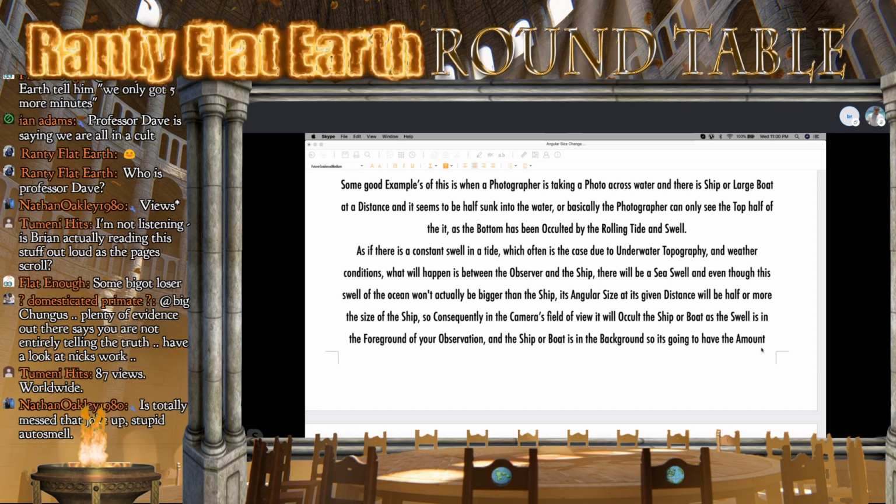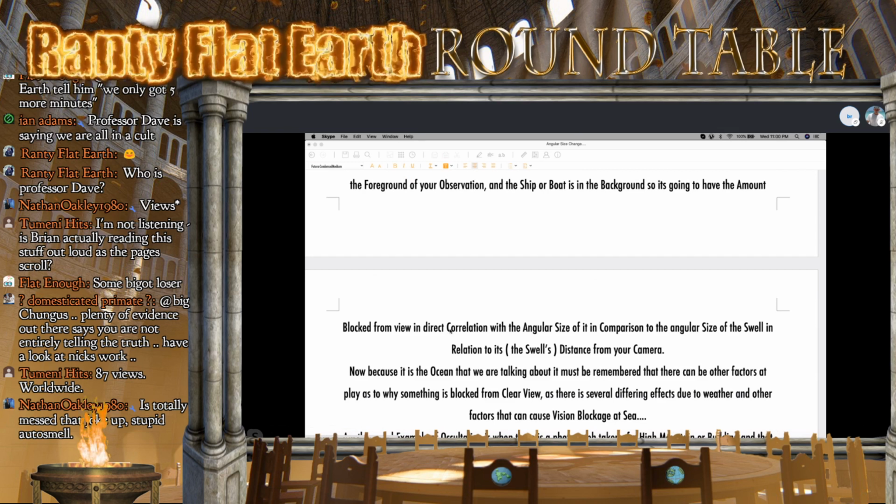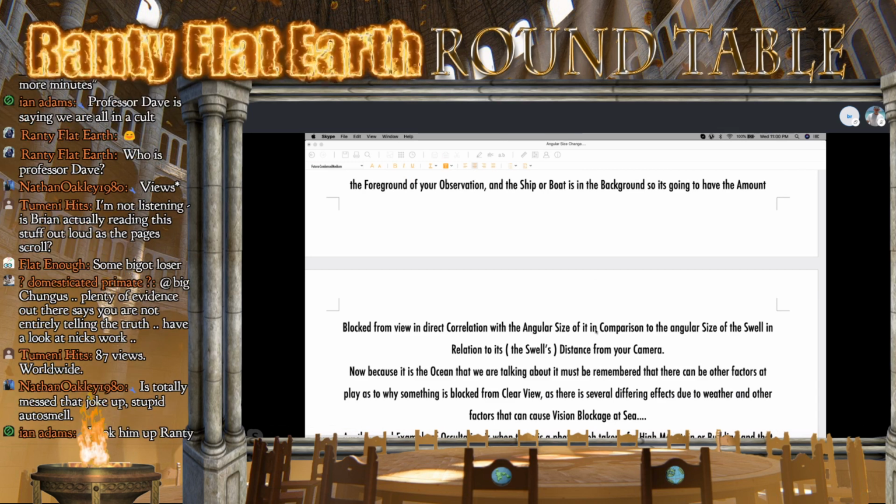So consequently, in the camera's field of view, it will occult the ship or boat, as the swell is in the foreground of your observation and the ship or boat is in the background. So the amount blocked from the view is in direct correlation with the angular size of the ship in comparison to the angular size of the swell, in relation to the swell's distance from your camera.